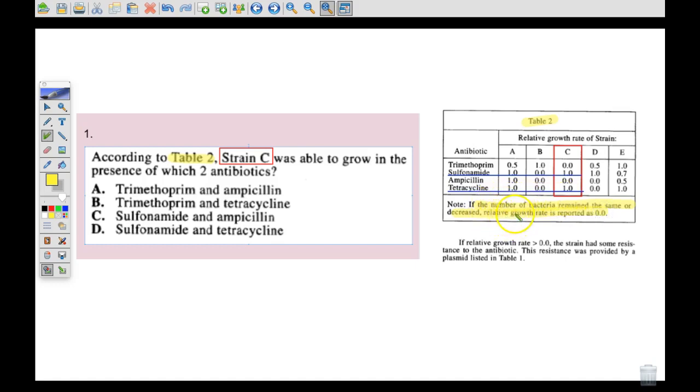So what this note tells me is that if a number says 0.0, that means that the antibiotic was effective in stopping the growth of the bacteria. However, if it's not 0, that means that the antibiotic was not effective in stopping the growth of the bacteria, meaning it failed. So when we ask for a question where strain C was able to grow in the presence of which 2 antibiotics, we look for the growth rate, which is over 0, and that corresponds to sulfonamide and tetracycline. So the best answer for number 1 is D.